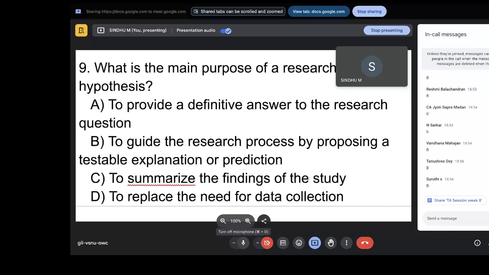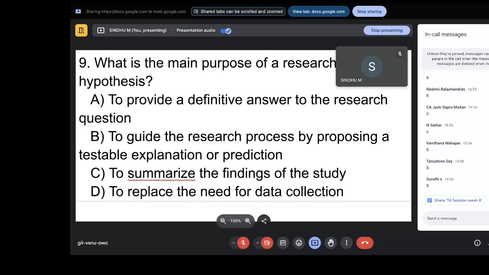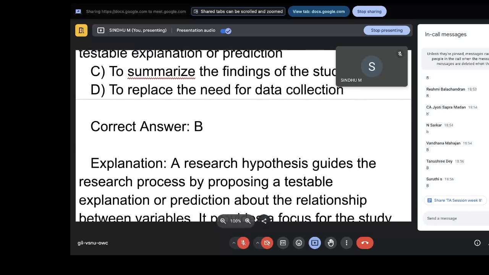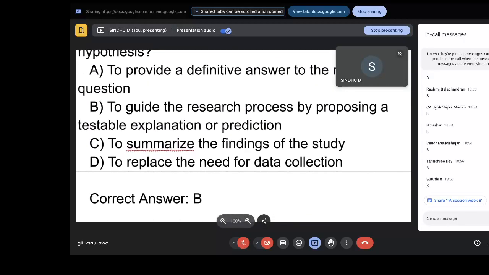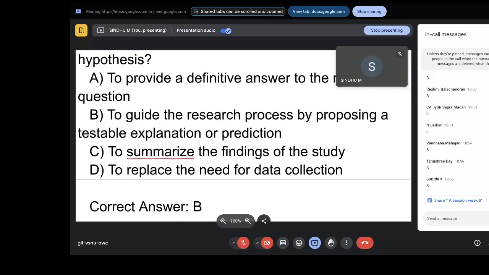Ma'am, a research hypothesis is a statement that predicts the outcome of the study, and it is a key part of the scientific method. So here, the answer is option B, that is, to guide the research process by proposing a testable explanation or prediction.